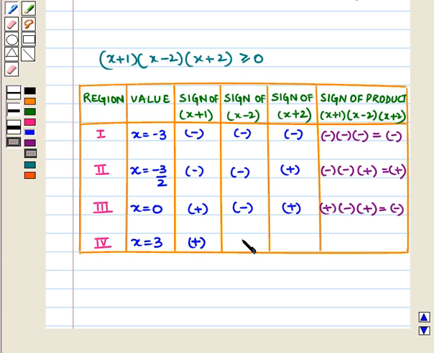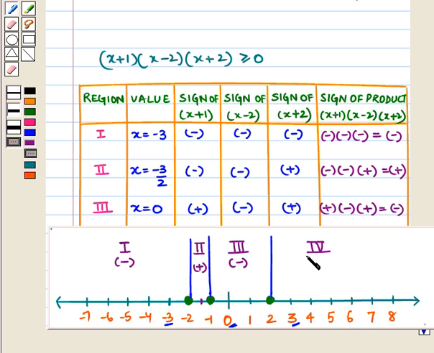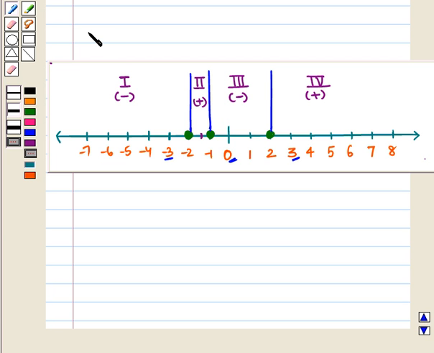Sign of x plus 1 is positive when we put x equal to 3 in x plus 1. Sign of x minus 2 is positive when we put x equal to 3 in x minus 2. And sign of x plus 2 is also positive when we put x equal to 3 in x plus 2. So sign of the product x plus 1 into x minus 2 into x plus 2 is plus into plus into plus, which is equal to plus. So we put a positive sign on the number line for this region. So we have the following sign chart.